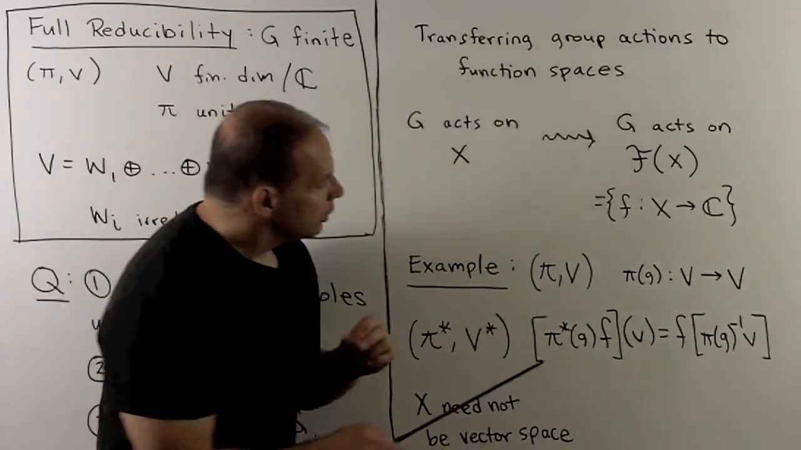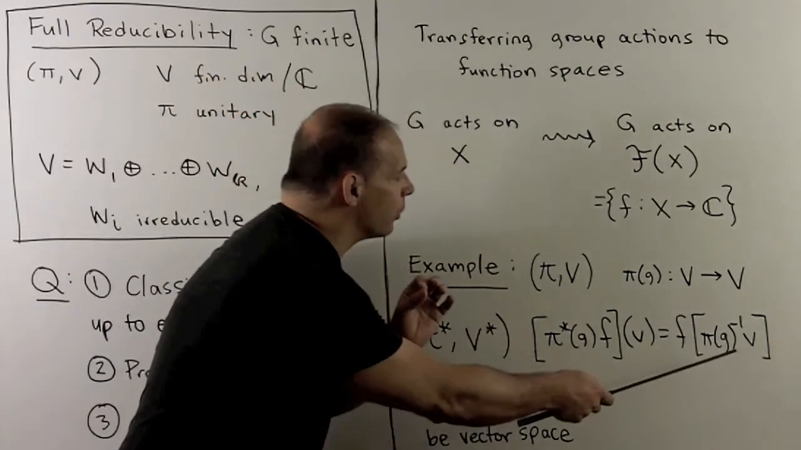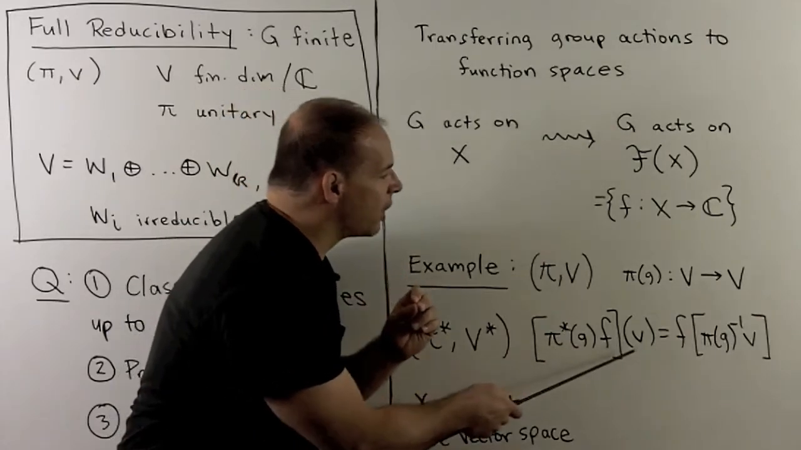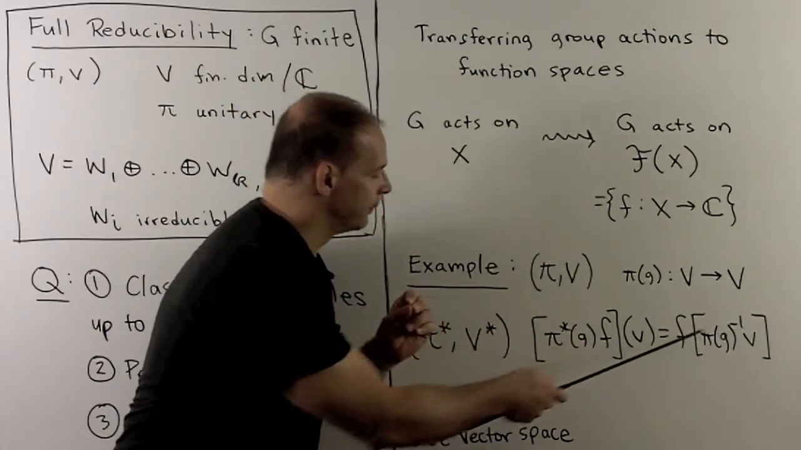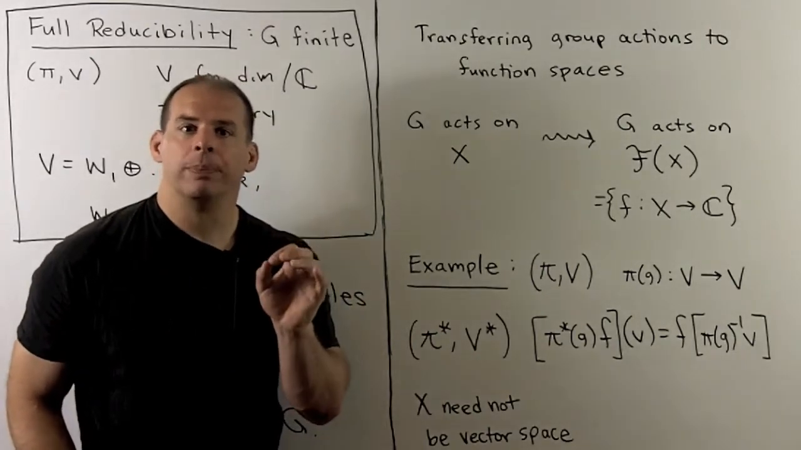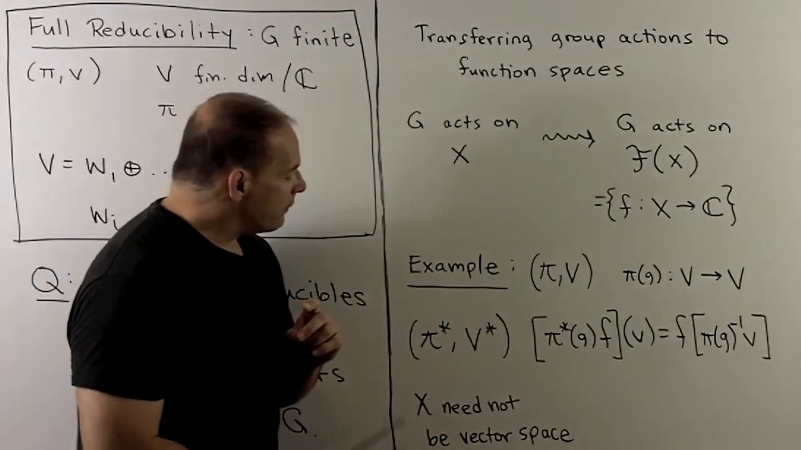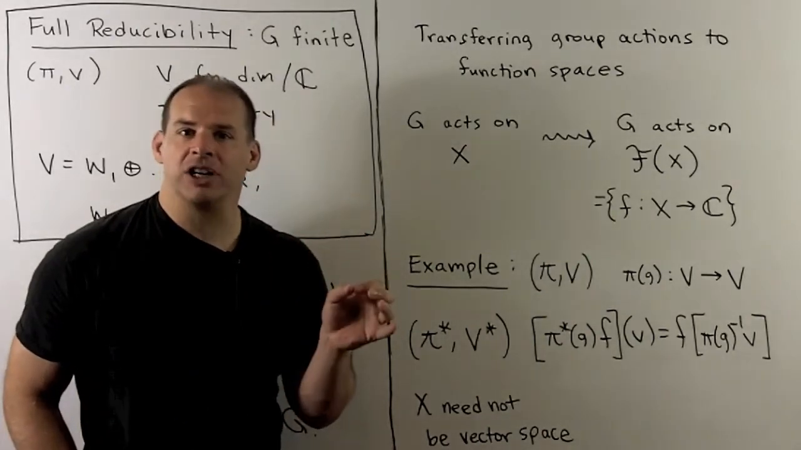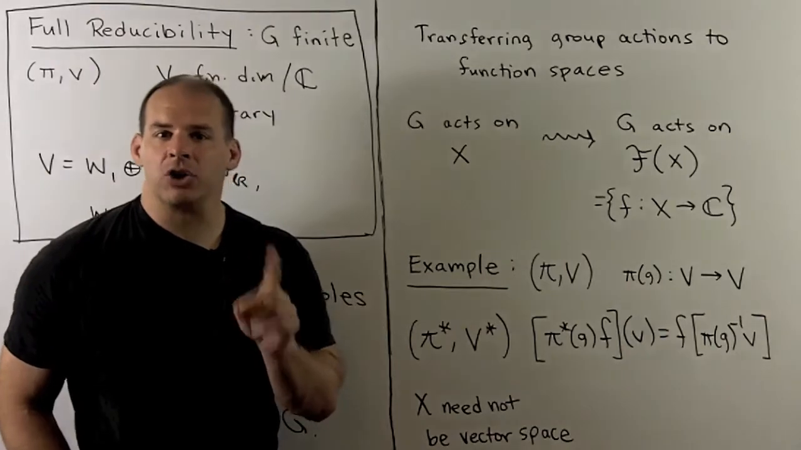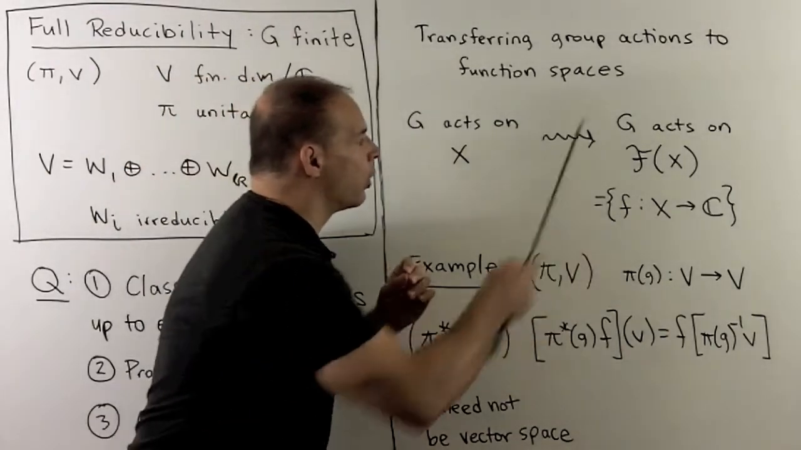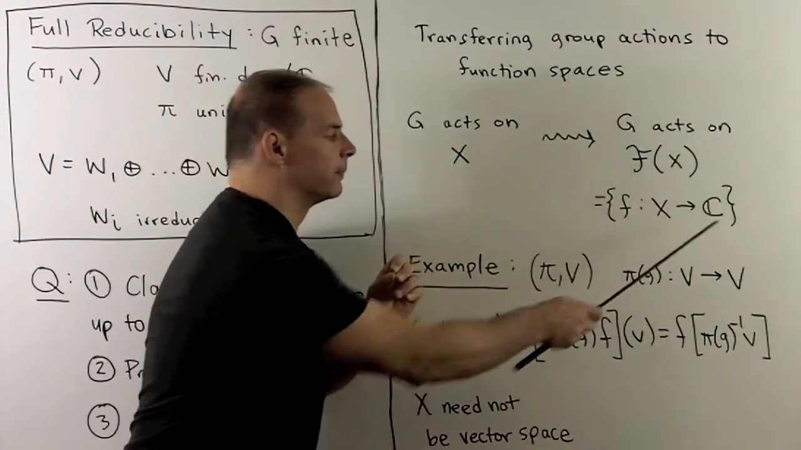Our action, we've seen before, is given as follows. The way I transfer the group action is by pushing it to the inside of the function with an inverse. Now, what's nice about this, in general, if I start off with any X, it need not be a vector space, it just needs a group action, we automatically get a vector space by considering the functions on X. So this space is always going to be a vector space.